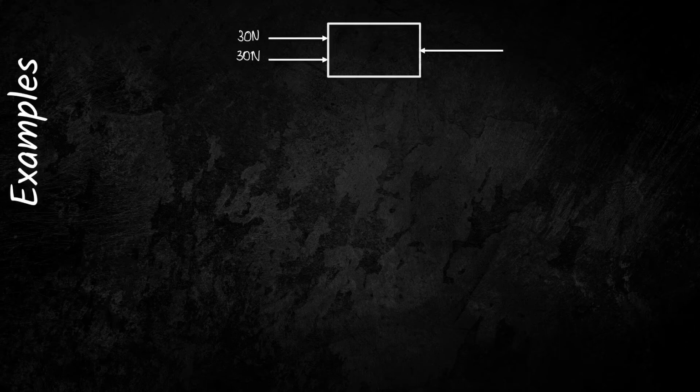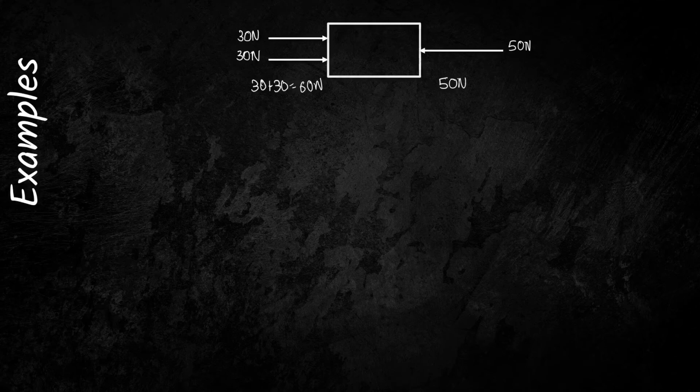So let's say you have this 30 Newton vector and another 30 Newton vector, both acting towards the right. And let's say you have this 50 Newton vector acting towards the left. In this case, you want to add all the vectors in one direction. So over here towards the right, you have 30 plus 30. That's a total of 60 Newtons. So a total of 60 Newtons is acting towards the right, and 50 Newtons is acting towards the left.